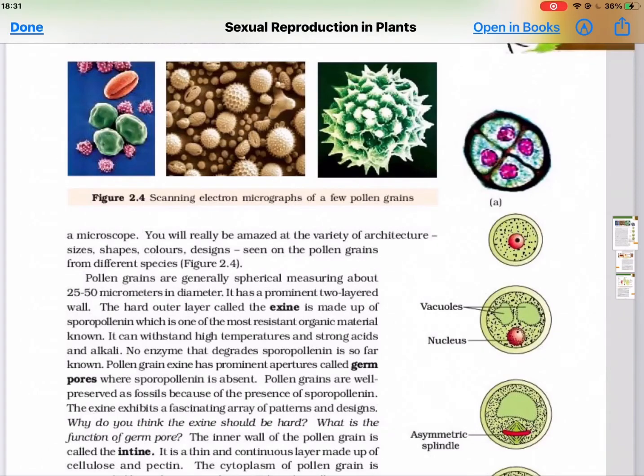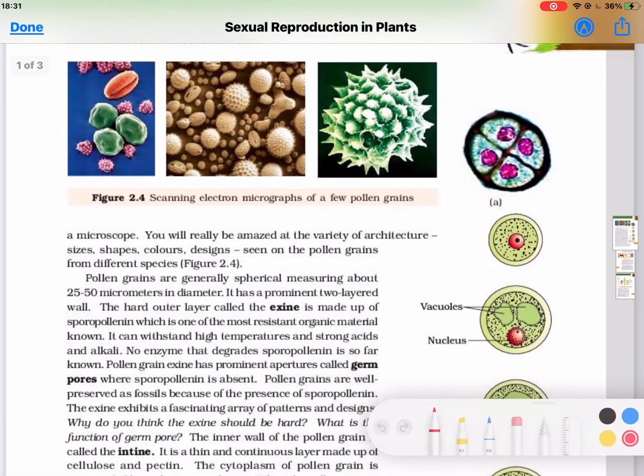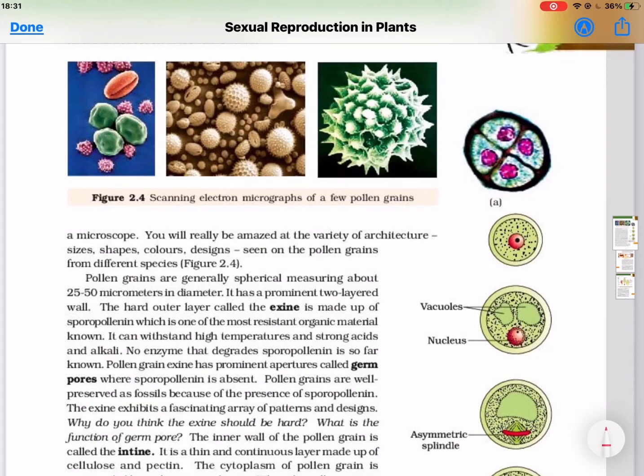Good morning, students. Our next topic is pollen grains from page number 23, second paragraph. So, pollen grains are generally spherical, measuring about 25 to 50 micrometers in diameter. It has a prominent two-layered wall. The outer hard wall is called exine, which is made up of sporopollenin.